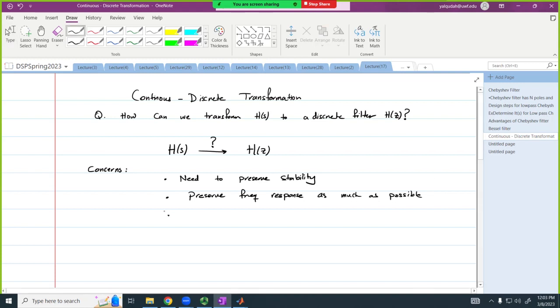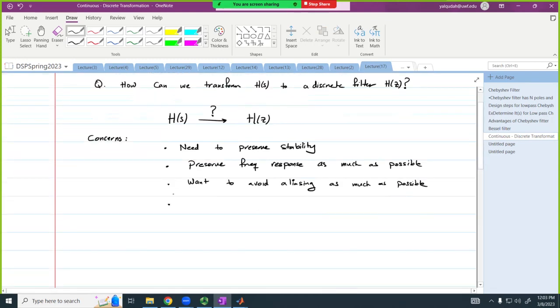Another concern that we have is we want to avoid aliasing as much as possible. And somebody now looking like, whoa, what's aliasing? We talked about this at the beginning of the semester. How did this pop up? We've been fine without aliasing. Where does the aliasing come into the equation? We'll see what we mean by this aliasing. Hopefully we all understand aliasing once we explain it.